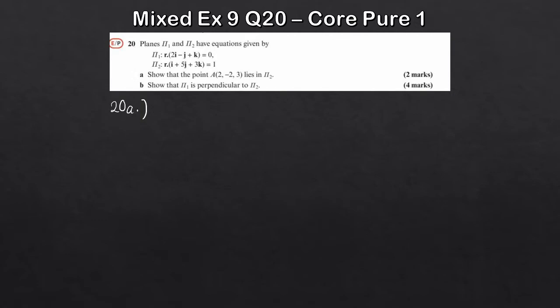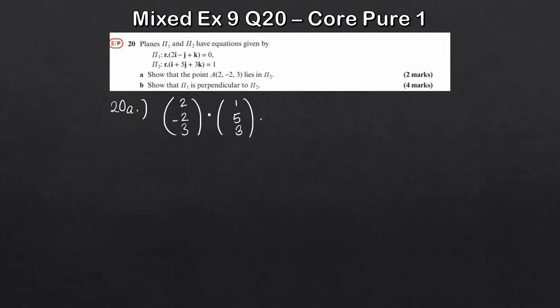So to show that a point lies in a plane, what we need to do is use the dot product of that point and then my vector for pi 2, and what we should get is that it's equal to the r dot n equals d, so it should be equal to d here, which is 1. So let's just write that out. So what I'm saying is (2, -2, 3) dotted with (1, 5, 3). This should give us 1.